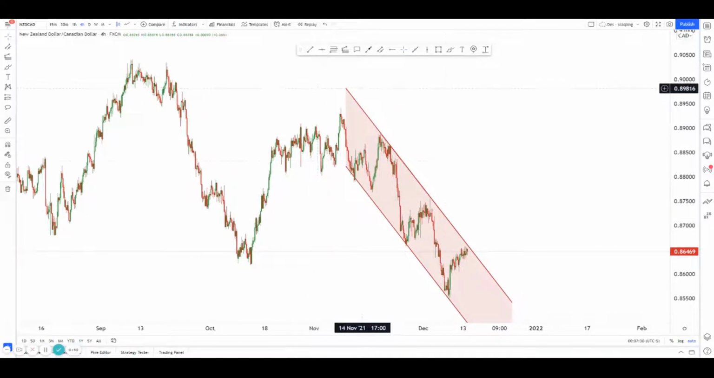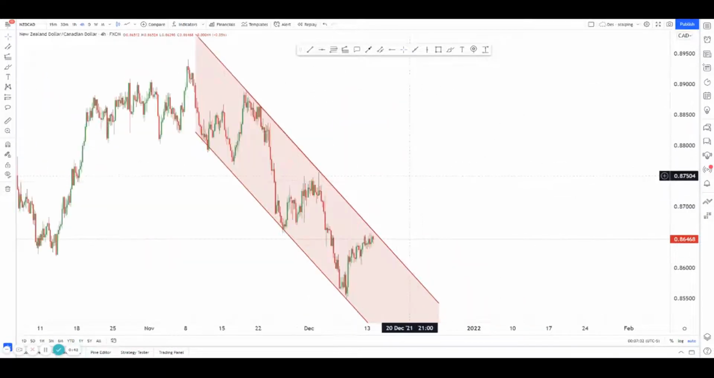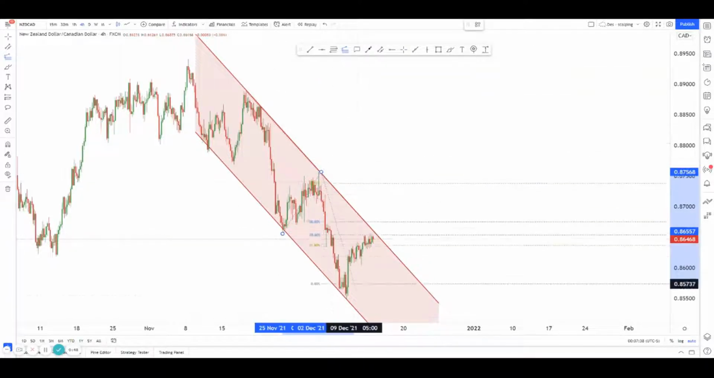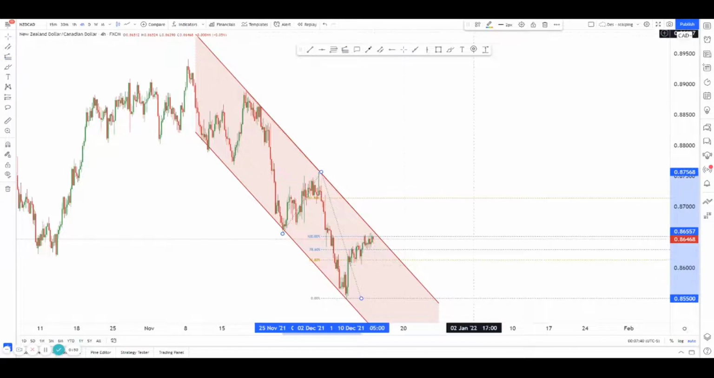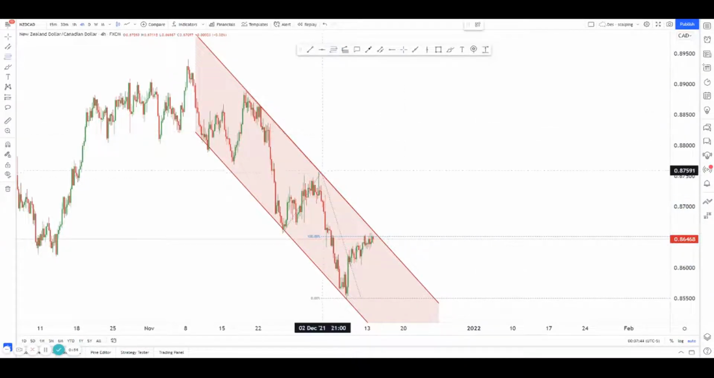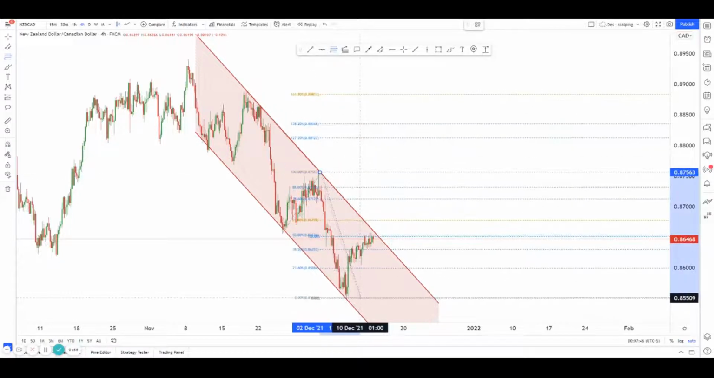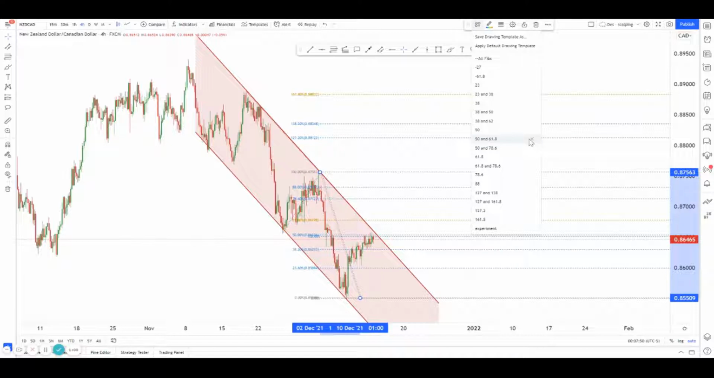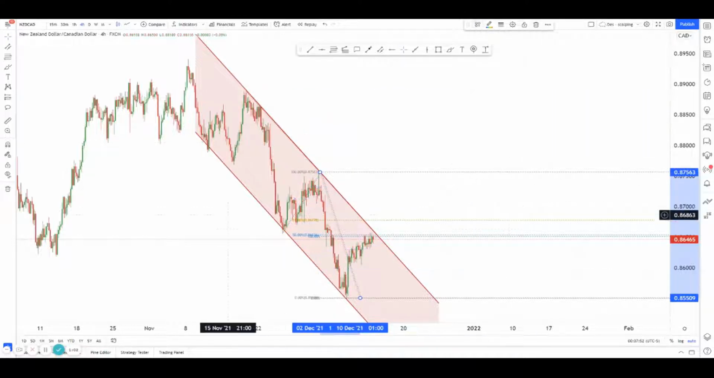At the same time, this is where we zoom in a little bit more. We see where price currently is. If we take a Fibonacci projection from the top down to here, we see that it is testing the 100%. If we take a retracement from the top all the way down to here, we can see it's testing the 50%. So I'm going to leave the 50 and 61.8 over there.